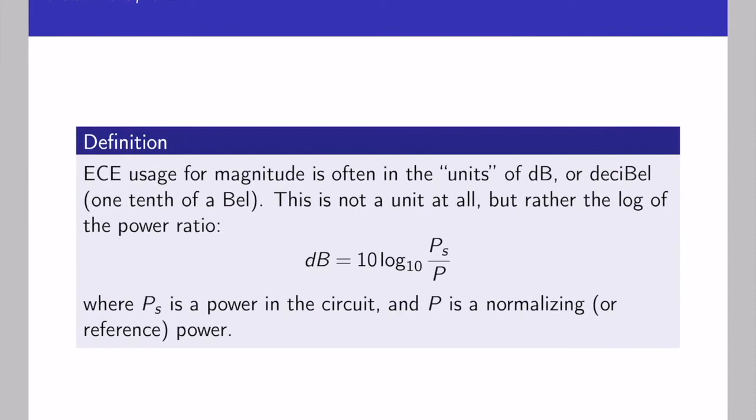Decibels, also called dB. Typically, ECE uses decibels as the units for magnitude. It's 1/10 of a bel. This is not a unit at all, but rather the log of a power ratio. So we can define decibels to be equal to 10 times the log base 10 of the power of the circuit divided by a normalizing or reference power.